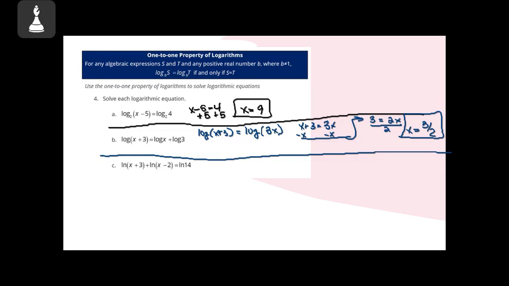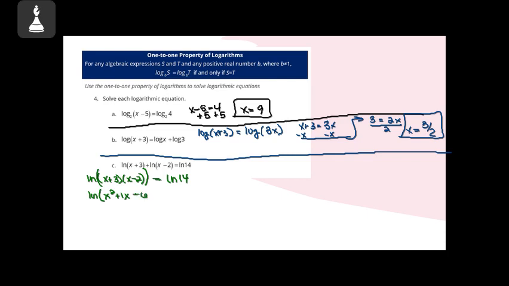Okay, next one. Natural log of x plus 3 plus natural log of x minus 2. So addition outside means multiplication inside. So x plus 3 times x minus 2 equals natural log of 14. So if I multiply these out, FOIL it out here, I will get x squared. I'm going to get minus 2x and plus 3x, which is going to make plus x. And then 3 times negative 2 is negative 6, equals natural log of 14.